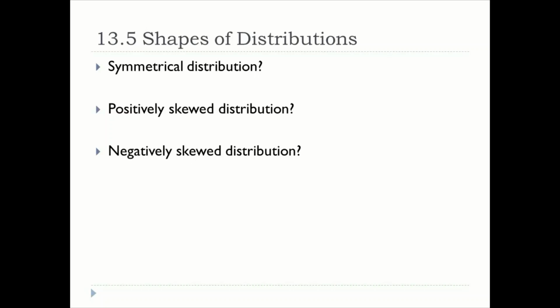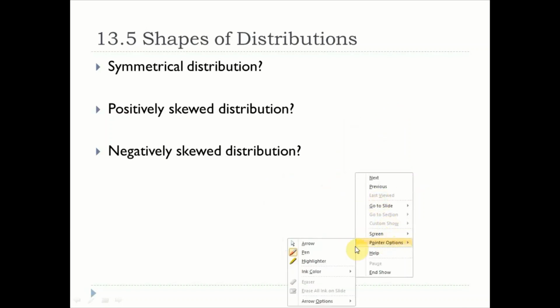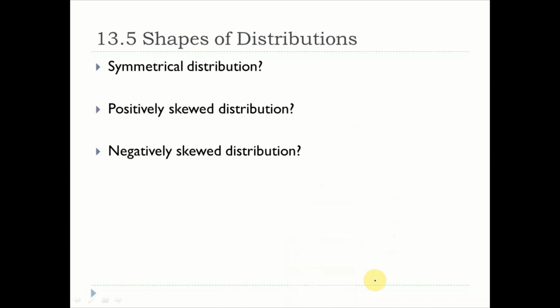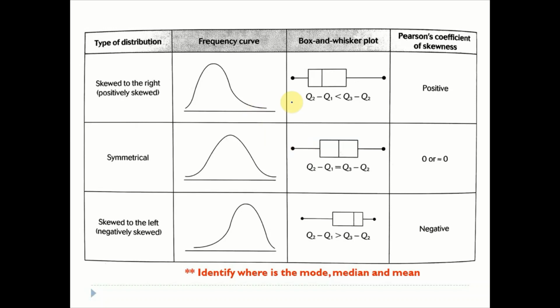Okay, so today we are going to go into the last subtopic of this chapter, which is called the shapes of distribution. Shapes of distribution fall under either a symmetrical distribution, positively skewed distribution, or negatively skewed distribution. To summarize all this, let's look at this table. Either skewed to the right or positively skewed, symmetrical, or skewed to the left, negatively skewed. Usually I will use positive or negative.